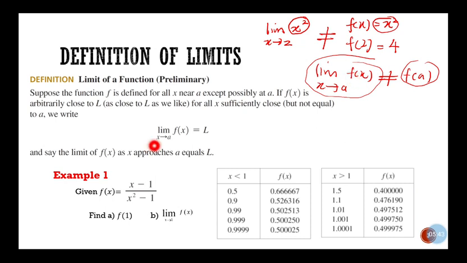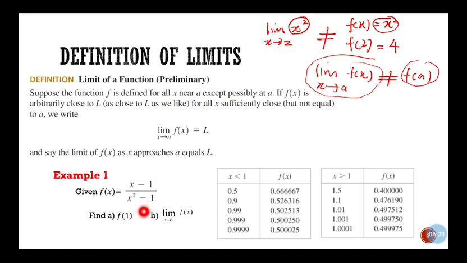So let's have a look at this example. The limit of f(x) as x approaches a is equal to L. We say the limit of f(x) as x approaches a equals L. Let's have a look at this example. I think this example is clearer. We have a function f(x) equals (x minus 1) over (x squared minus 1).